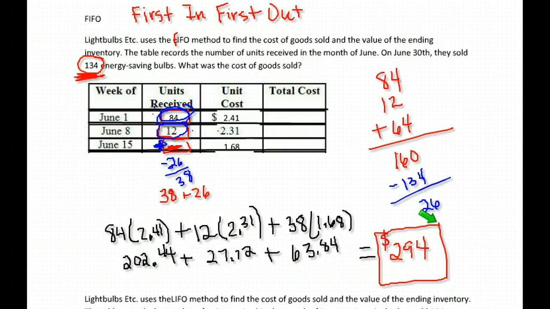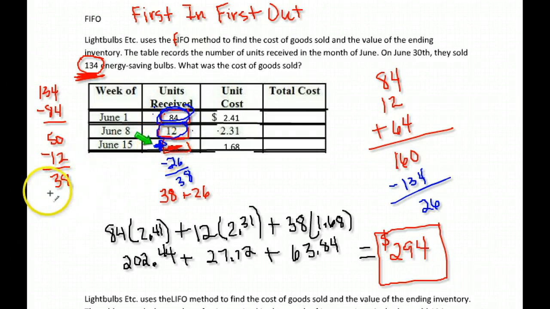So for the first in, first out method, let's go through what our steps were again. They told us how many we'd sold, so we had to figure out where those items were. You start at the top and get rid from there. You start with 134. Subtract 84 because you sold those first. Okay, I have 50 left. Then you go to the next thing, sell those 12. How many do I have left? I have 38 left. Those 38 are going to have to come out of this final amount, which was 64. If we sell 38, there were 26 left over, but we're only selling this 38.